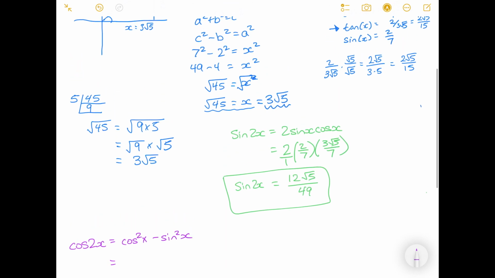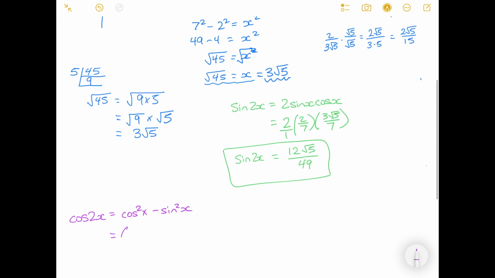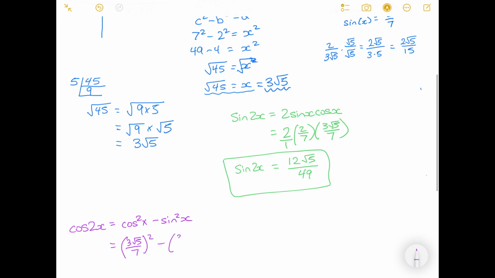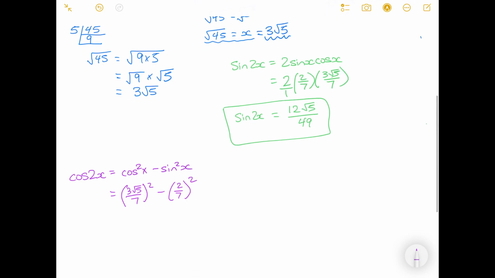Okay, so cos of my angle, that is 3 root 5 over 7, all of that squared, and then minus sine squared of my angle, which is 2 over 7, squared. Now I am squaring everything inside of it. So I'm going to have 3 squared times root 5 squared, so 3 squared times 5 over 7 squared, which is 49, minus 2 squared, which is 4, over 49.